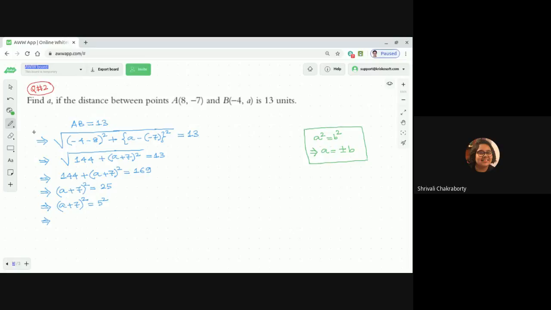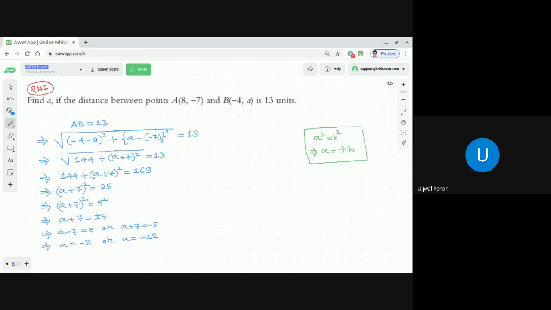Got it? Yes, sir. Now we should apply that concept here. So then what are we going to get? A plus 7 is equal to plus or minus 5. That implies a plus 7 is equal to plus 5, or a plus 7 is equal to minus 5. So we'll get two values, right? Two values, yeah. We get a equal to 2, or a equal to minus 12.